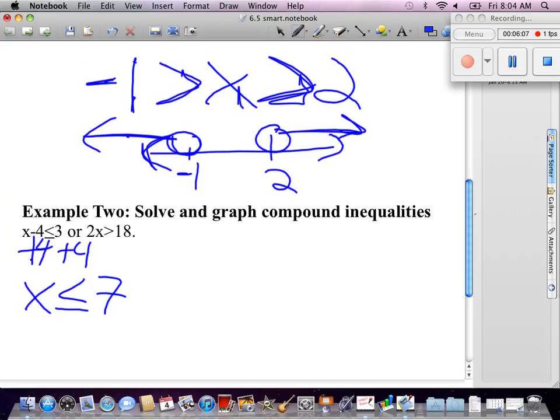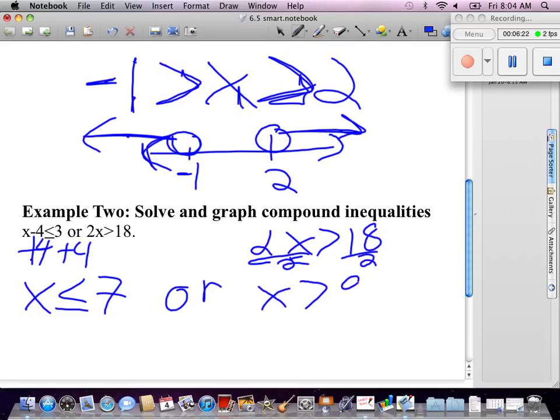Okay, what do I do for the next inequality? How do I get x by itself? We've got 2x is greater than 18. What do I do? Divide both sides by 2. And I'll get x is greater than 9.